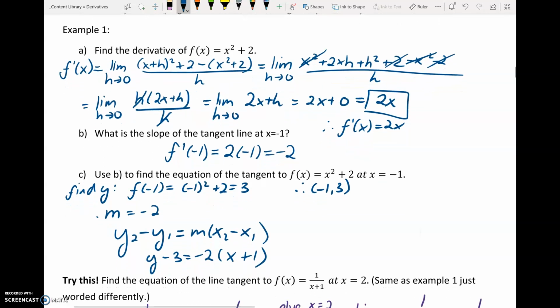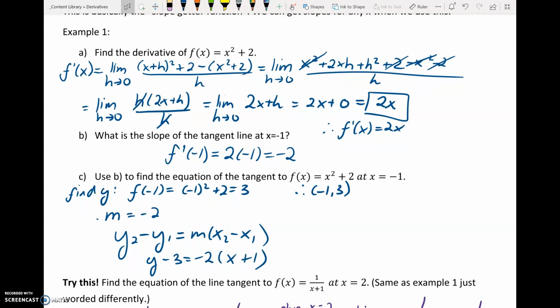And that's it. So for the next question, you could try this on your own right now. You can just press pause, and then when you're ready to go, just press play again to get the solution.